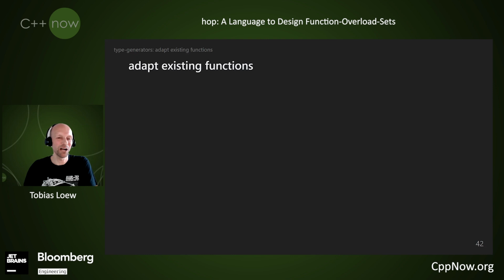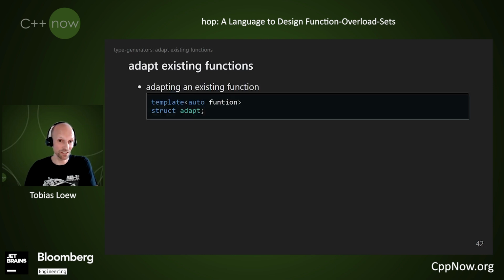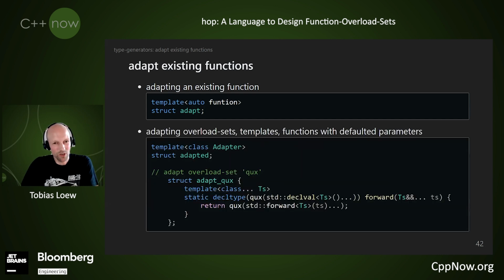Okay, how can we adapt existing functions? So if it's just a simple function, we can just write adapt from the function, and the library will detect the type of the function and will match against the type of the function, which means when we have an overload set, or we have a template, or we have a function with defaulted parameters, we have to help the library and write some adapter where we do the test ourselves directly on the function, because for all of those three, the type either doesn't exist, or for a function with defaulted parameters, the default parameters are not part of the function type, so they will get lost when you put them into the adapt at the top.